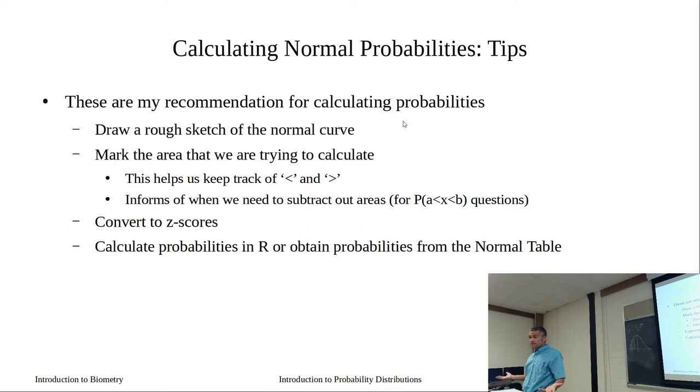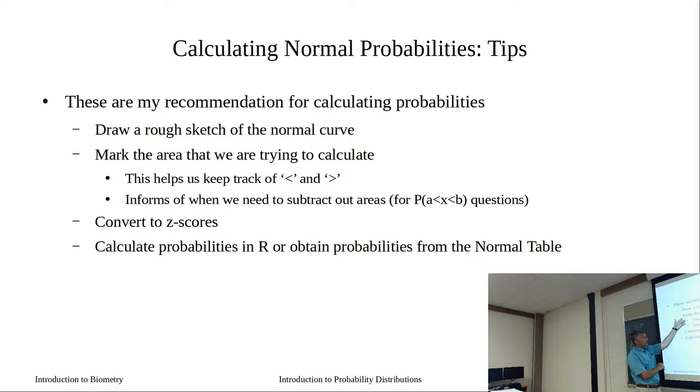All right, so calculating these probabilities, this is my recommendation. You don't have to do it, but I do recommend it. Draw a rough sketch of that normal curve. Figure out what slices you're calculating probability of, all right? So you're going to mark it, and that tells you if you can do it from the table or if you're going to have to take a big chunk and subtract out a smaller chunk. That also helps us keep track of the less than and greater than signs, all right? And again, we already said subtracting out the chunks.